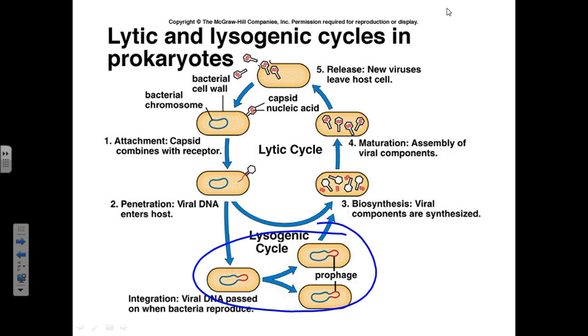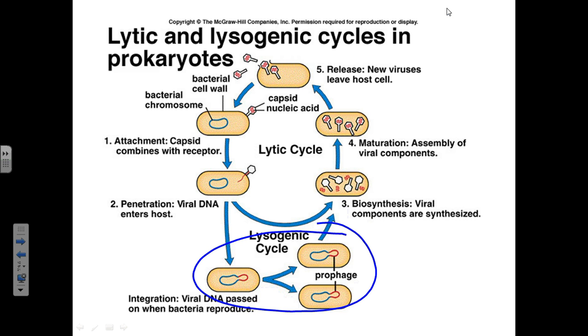Once that genetic information goes in, because that's called penetration, can your cell tell the difference between the virus's DNA and your own? It can't. And your cells basically do whatever the DNA tells them to do. Well, what does virus DNA tell them to do? Make more viruses.